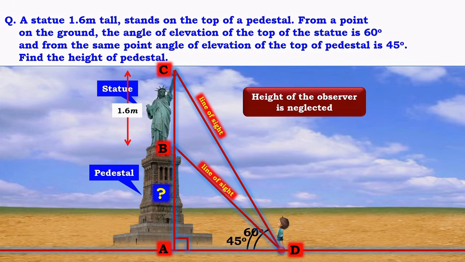So, the figure gives us two right-angled triangles. The smaller triangle is formed by the bottom of the pedestal, the top of the pedestal, and the observer. The larger triangle is formed by the bottom of the pedestal, the top of the statue, and the observer. We will use these two triangles in the next step to find the height of the pedestal.